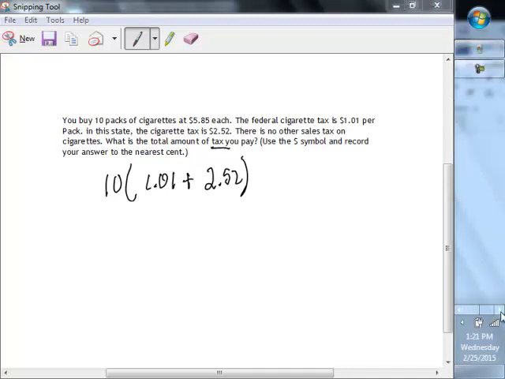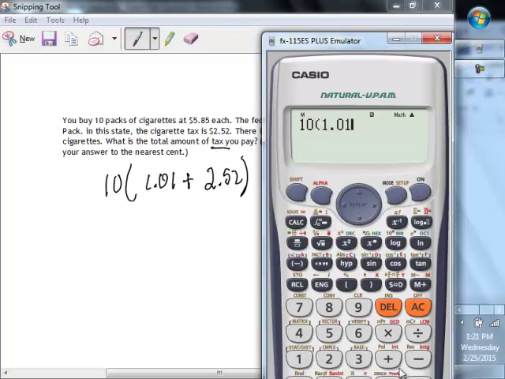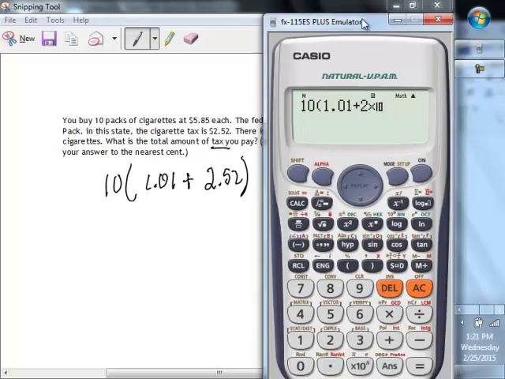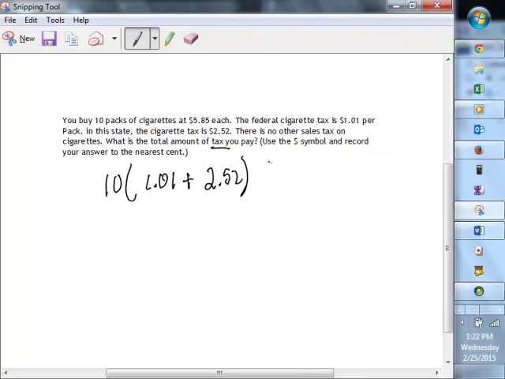So we get out our calculator again. 10 parentheses 1.01 plus 2.52, close parentheses, and you get $35.30.